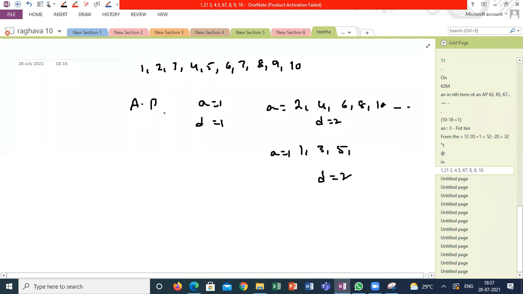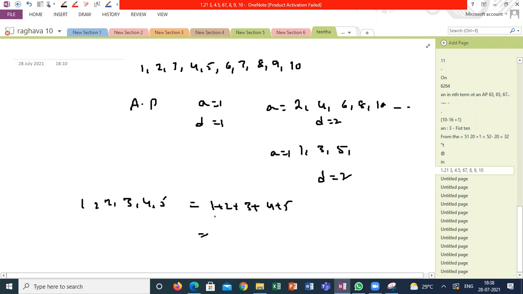Suppose I am asking, what is the sum of the first 10 natural numbers, or the sum of the first 100 even numbers, or the sum of all even numbers 1 to 100, the sum of all the odd numbers from 1 to 100. How do we deal with these questions? Is it possible to add 1 plus 2 plus 3 plus 4 plus 5 plus 6 plus 7 plus 8 plus 9 plus 10? Might be if it is 1, 2, 3, 4, 5, it will be easy to add.